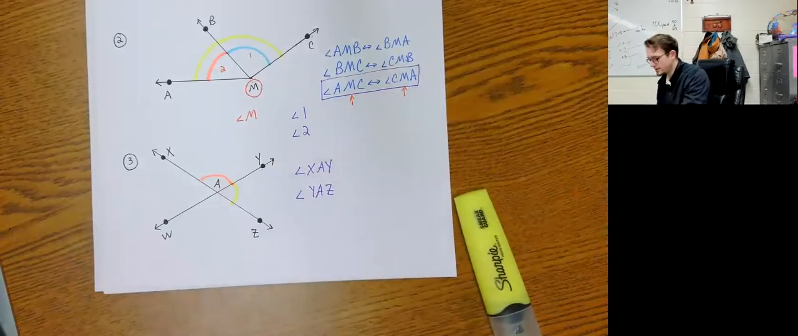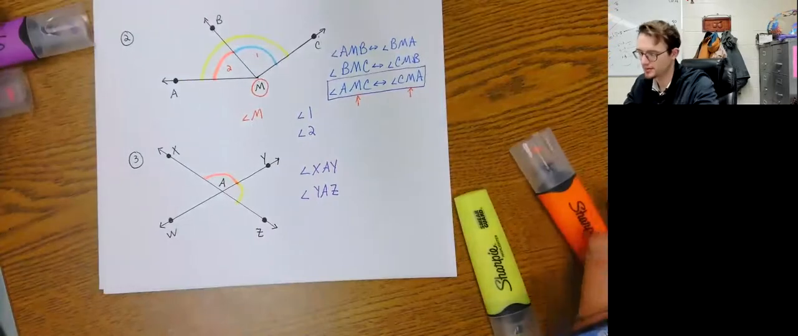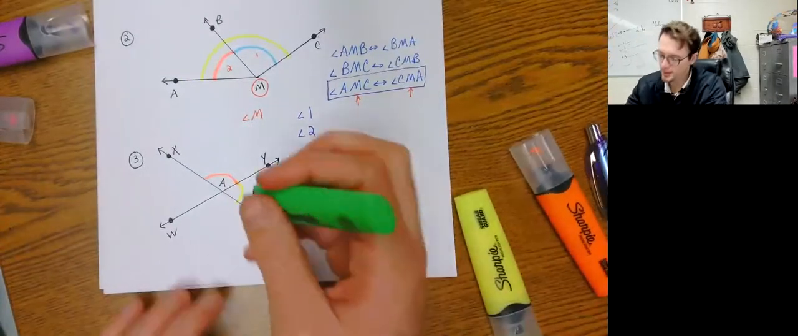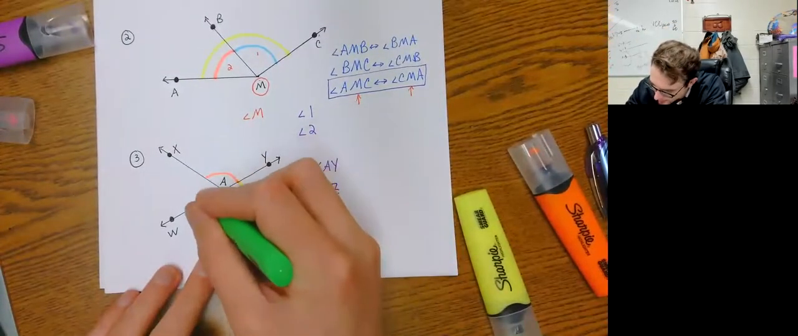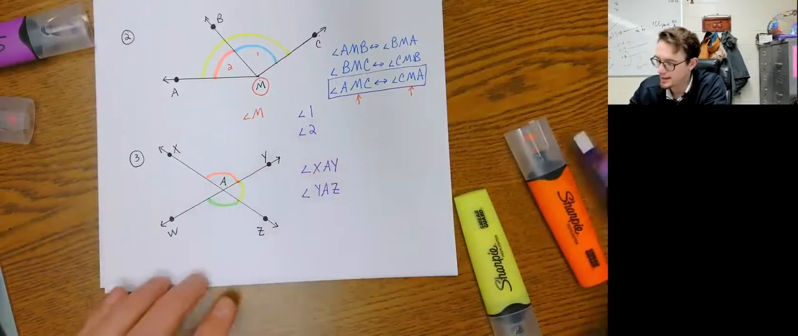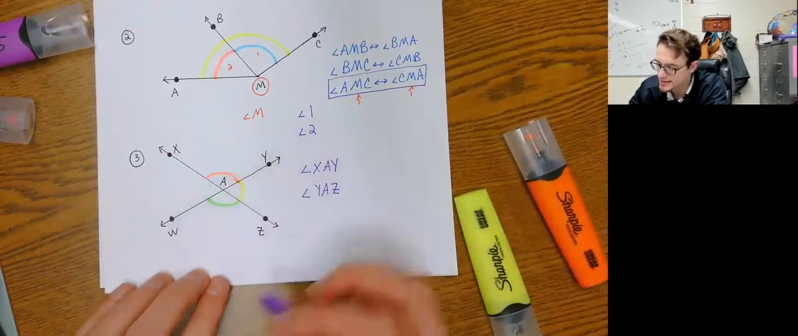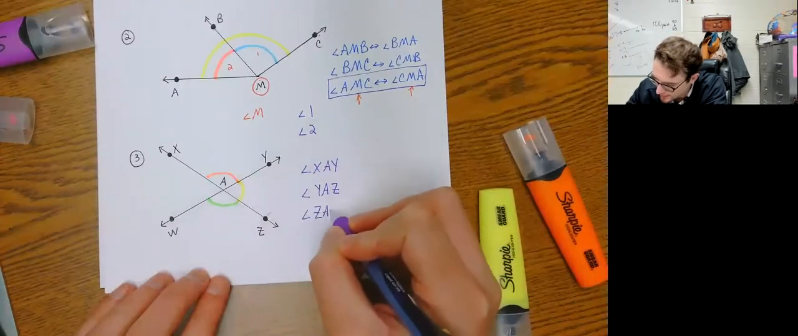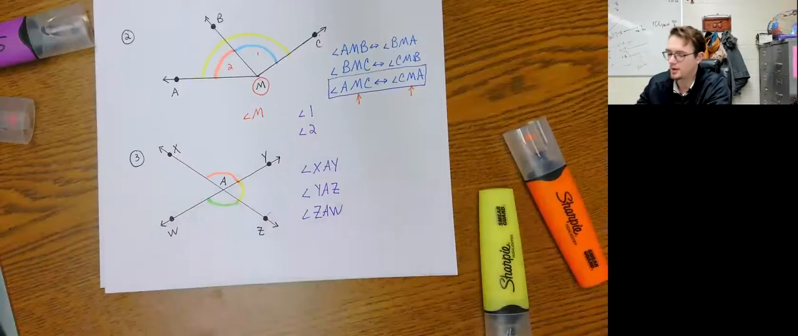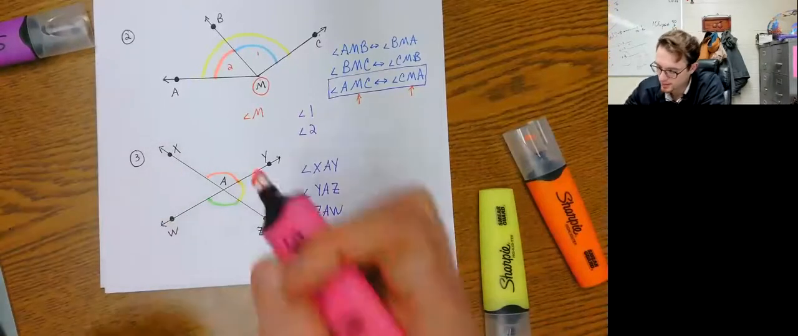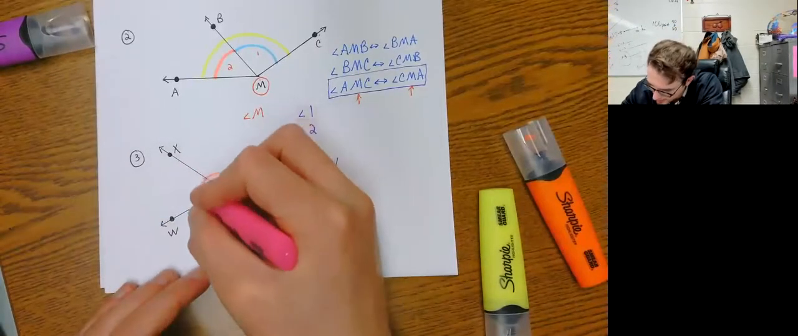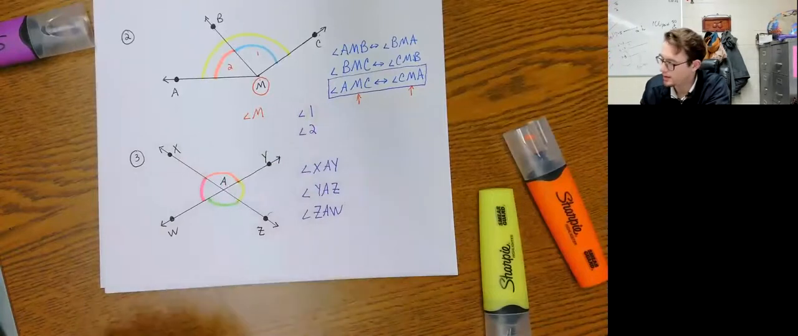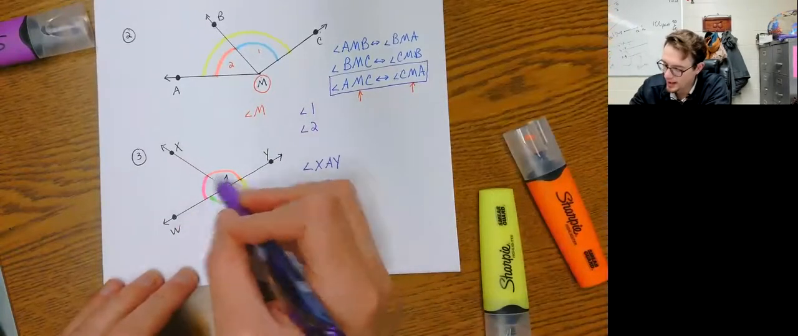All right, well, I'm just going to pull out all these Sharpies. About to get ridiculous. All right, let's grab green. Okay, now we got this angle. That's angle ZAY or ZAW. So angle ZAW. All right. Now let's go here. All right, well, that is angle WAX.